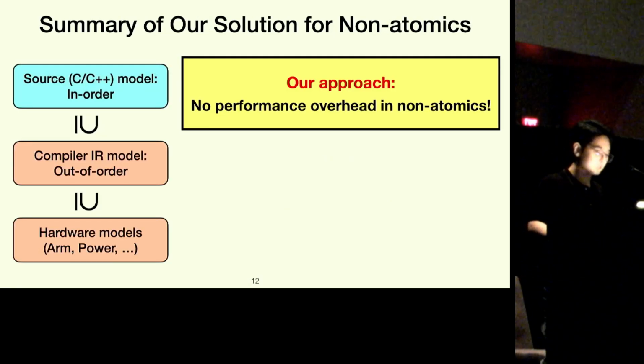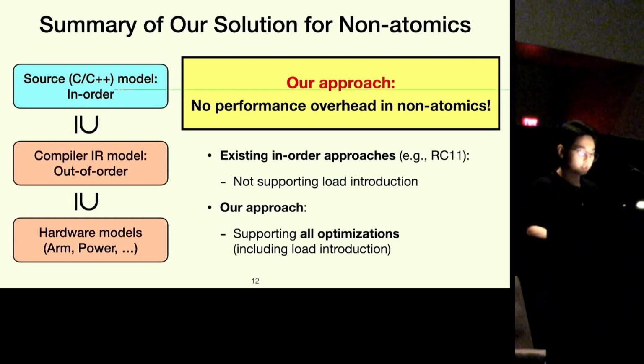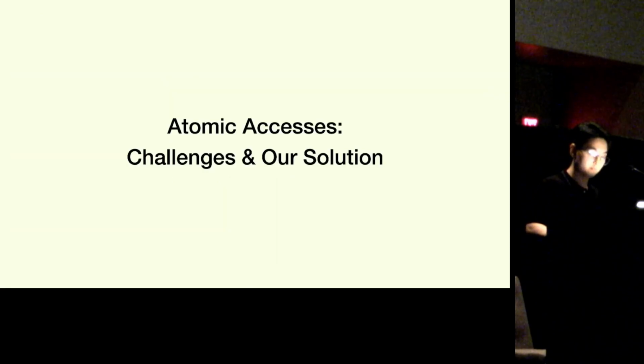To summarize the non-atomic parts, we showed that we can have an in-order memory model without any performance overhead in non-atomics. In particular, unlike existing approaches such as RC11 that do not support load introduction, our approach supports all common compiler optimizations. We also proved the correctness of mapping the source model to the IR model and the IR model to the ARMv8 architecture. Now, I will move on to the atomic accesses.